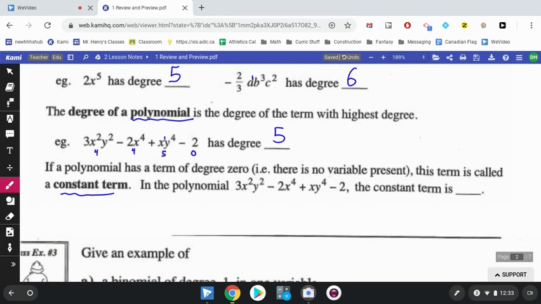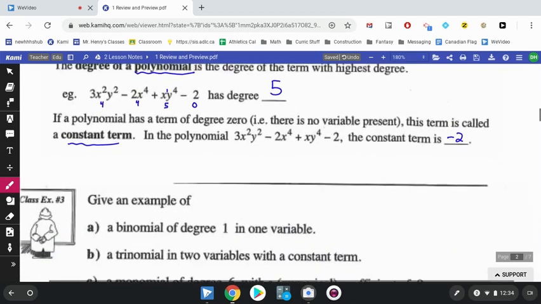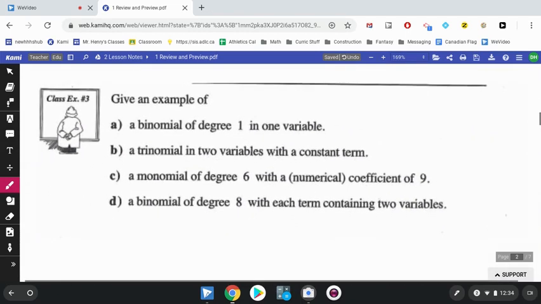In that polynomial we just did, the constant is negative 2. And the reason I specify negative 2 is because it was a subtraction. If it was plus 2, I would just say 2. But whenever we have subtraction, we need to state that as the negative and write that in our constant. Okay, moving on. Give an example of these things.